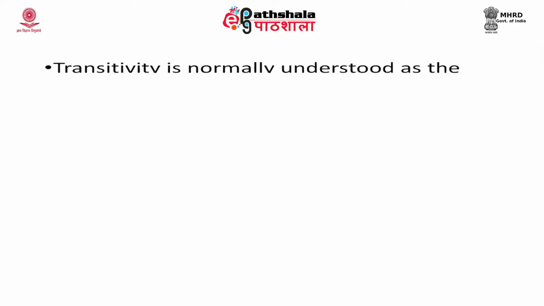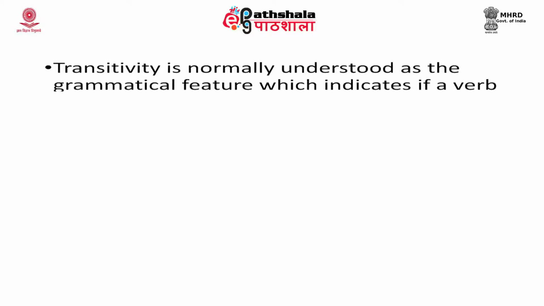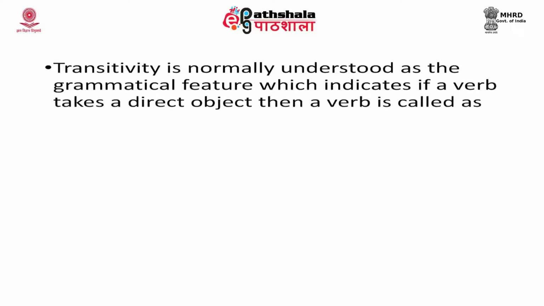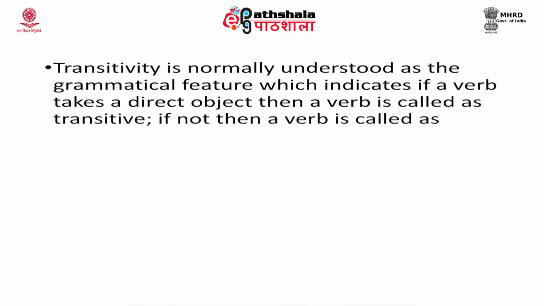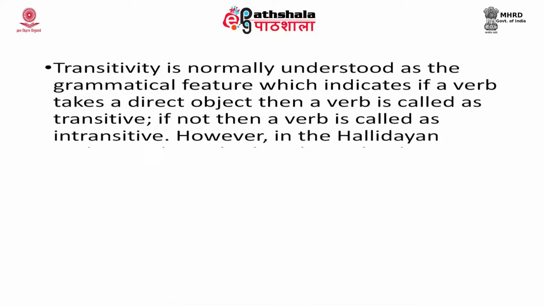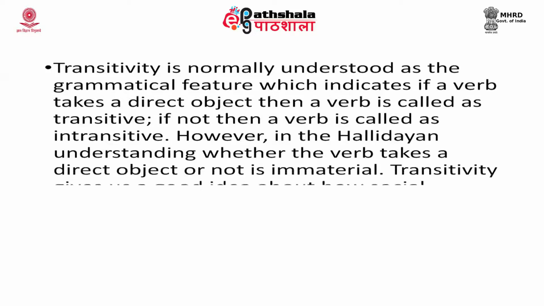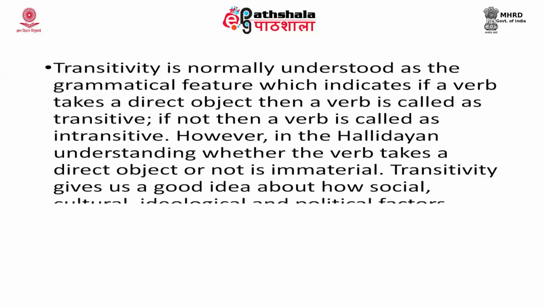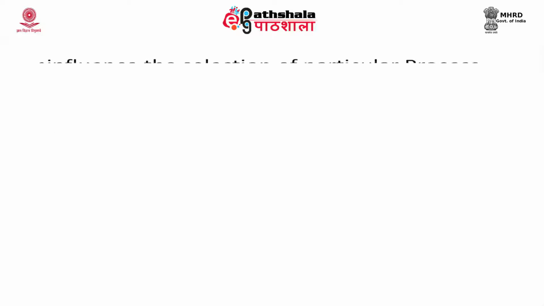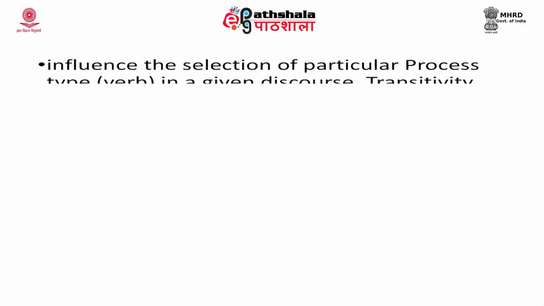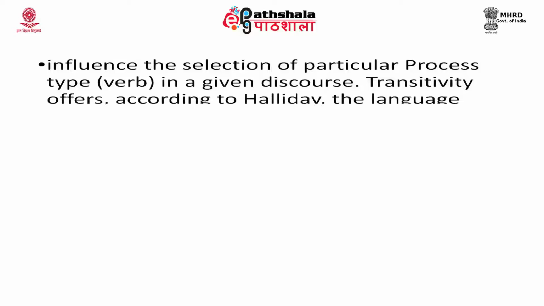Transitivity is normally understood as a grammatical feature which indicates if a verb takes a direct object, then the verb is called transitive. If not, then the verb is called intransitive. However, in the Hallidayan understanding, whether the verb takes a direct object or not is immaterial. Transitivity gives us a good idea about how social, cultural, ideological, and political factors influence the selection of particular process type in a given discourse.